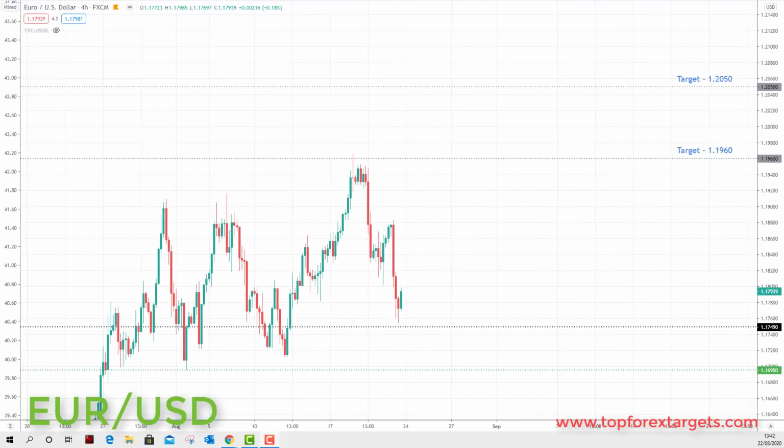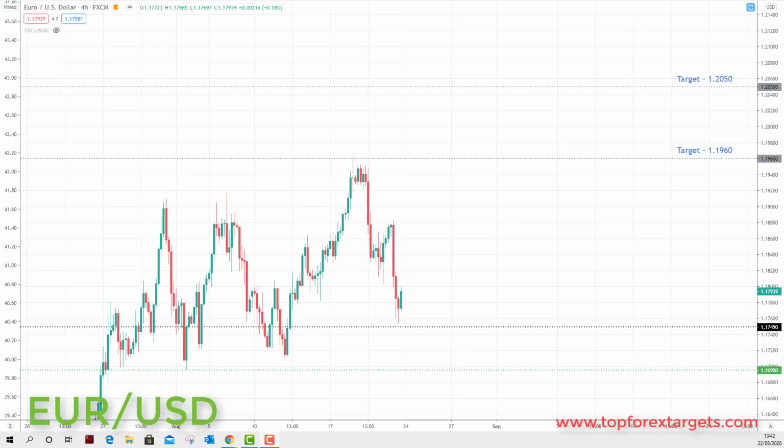So the next market we're going to look at is euro dollar. Now, last week we were looking for long positions in euro dollar, and the target we highlighted last week was the 1.1960. You can see this was the major target to the upside. We came and we took this out, and almost to the pip we turned, and that was pretty much the high for the week.